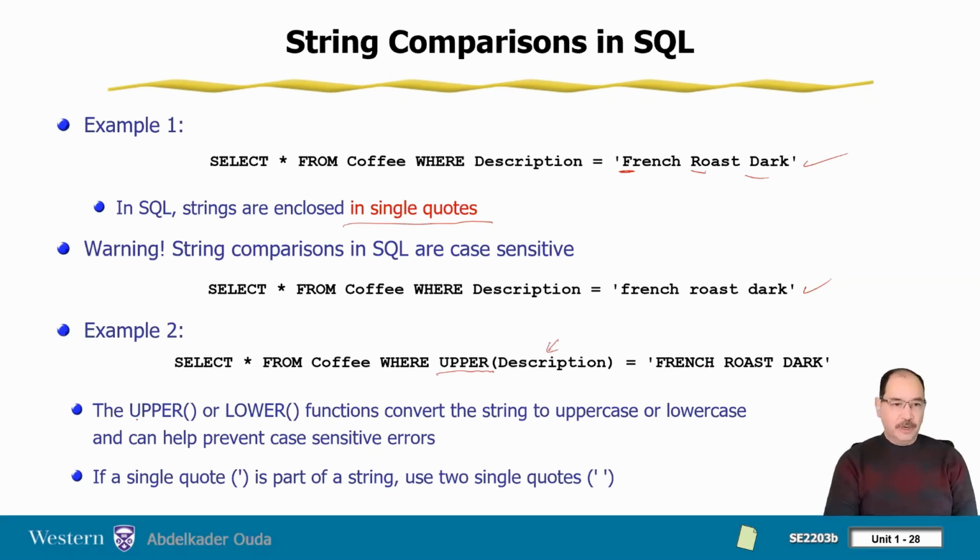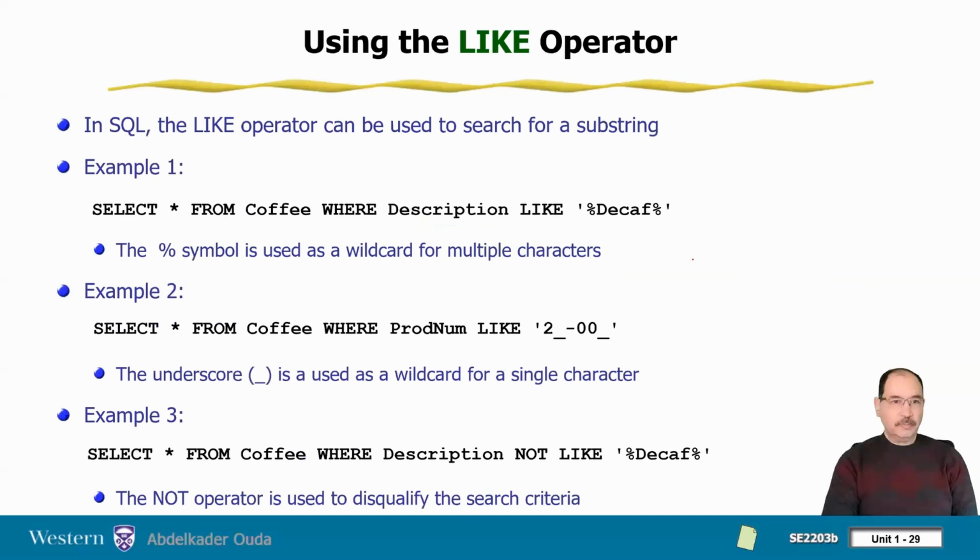So we have upper, we have lower. This helps us to do this kind of comparison. If the string itself, for example, has an apostrophe s, that means in this case, there is a conflict between this single quote and this single quote. So in this case, you need to write two single quotes. It's not one double quote, it's two single quote characters. So that lets the compiler know that this means just one single quote.